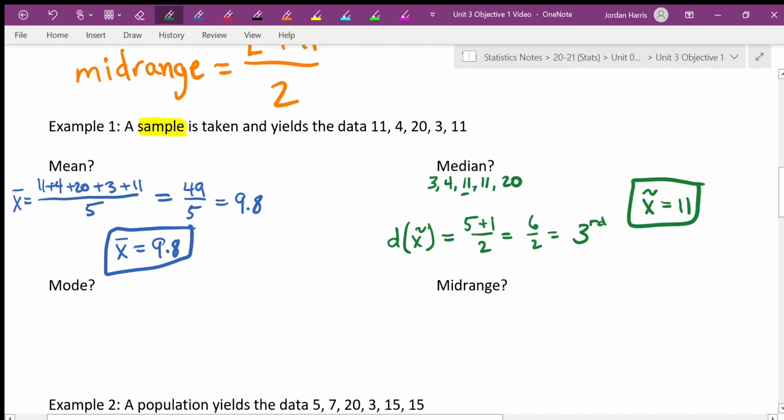When we get to things with like 50 data points, it's going to be a lot easier to do this and just count to the number you want than to actually count in. So that's why this is so helpful.